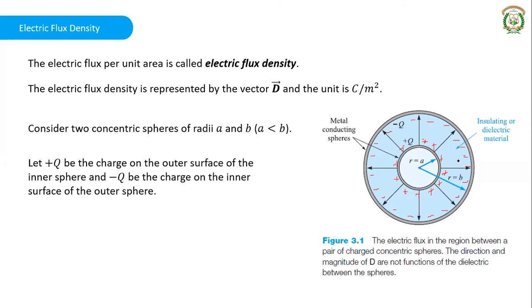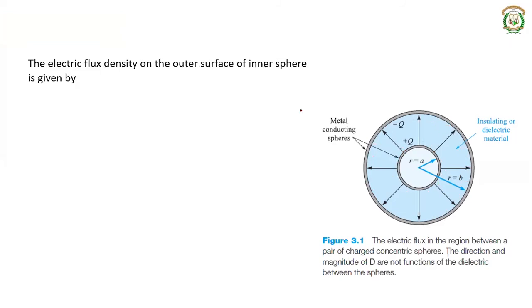Let plus q be the charge on the outer surface of the inner sphere, as we have seen, and minus q be the charge on the inner surface of the outer sphere. The electric flux density on the outer surface of the inner sphere. What is flux density? It is flux divided by area.